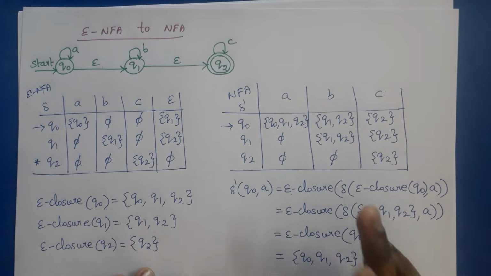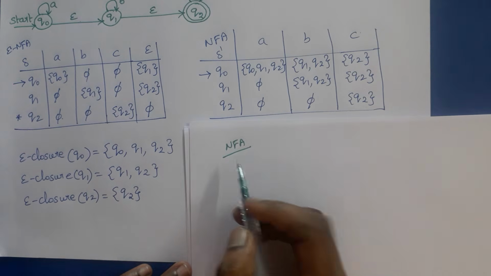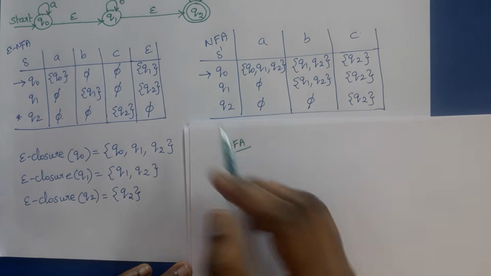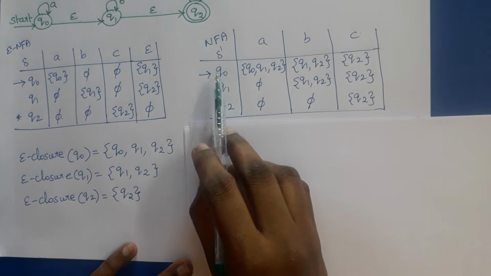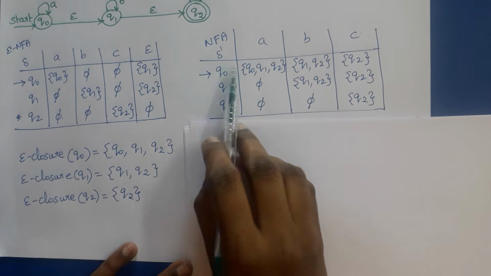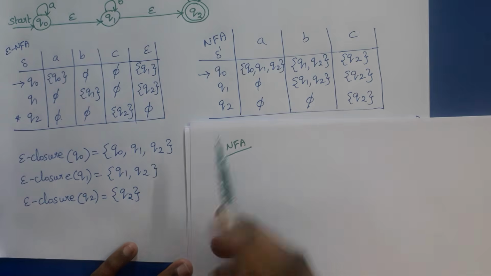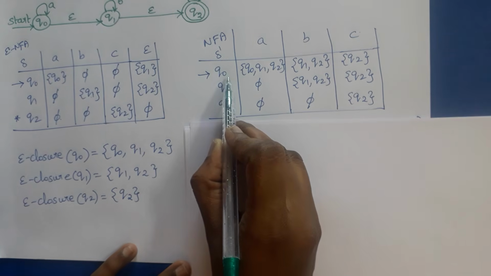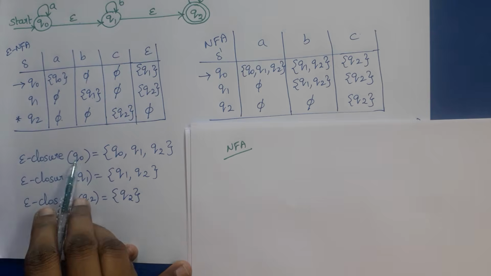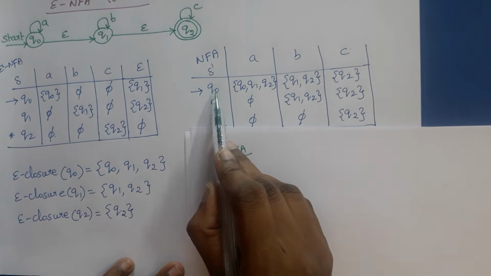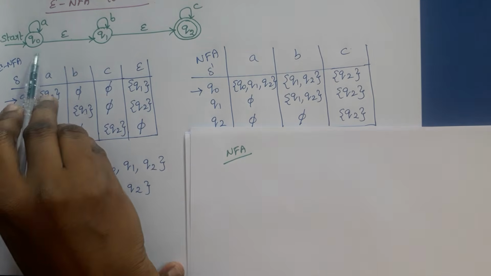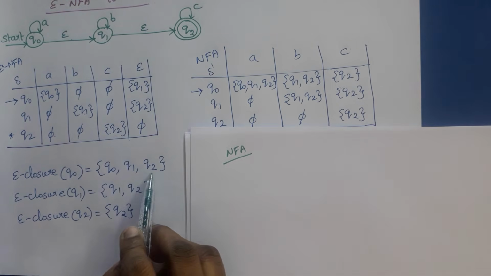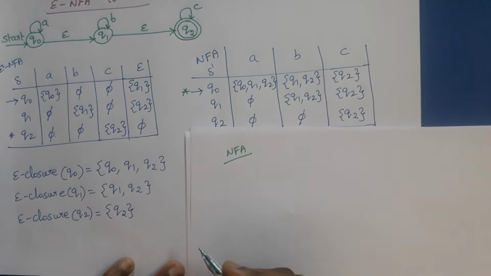Next we will draw the transition diagram for the NFA. Before drawing it, we have to mark all the final states. To find the final states, we check whether the epsilon closure of a particular state contains a final state of the epsilon NFA. So to check whether Q0 is a final state, we check whether the epsilon closure of Q0 has the final state of the epsilon NFA. It has Q2, which is the final state of the epsilon NFA, so we consider Q0 a final state.